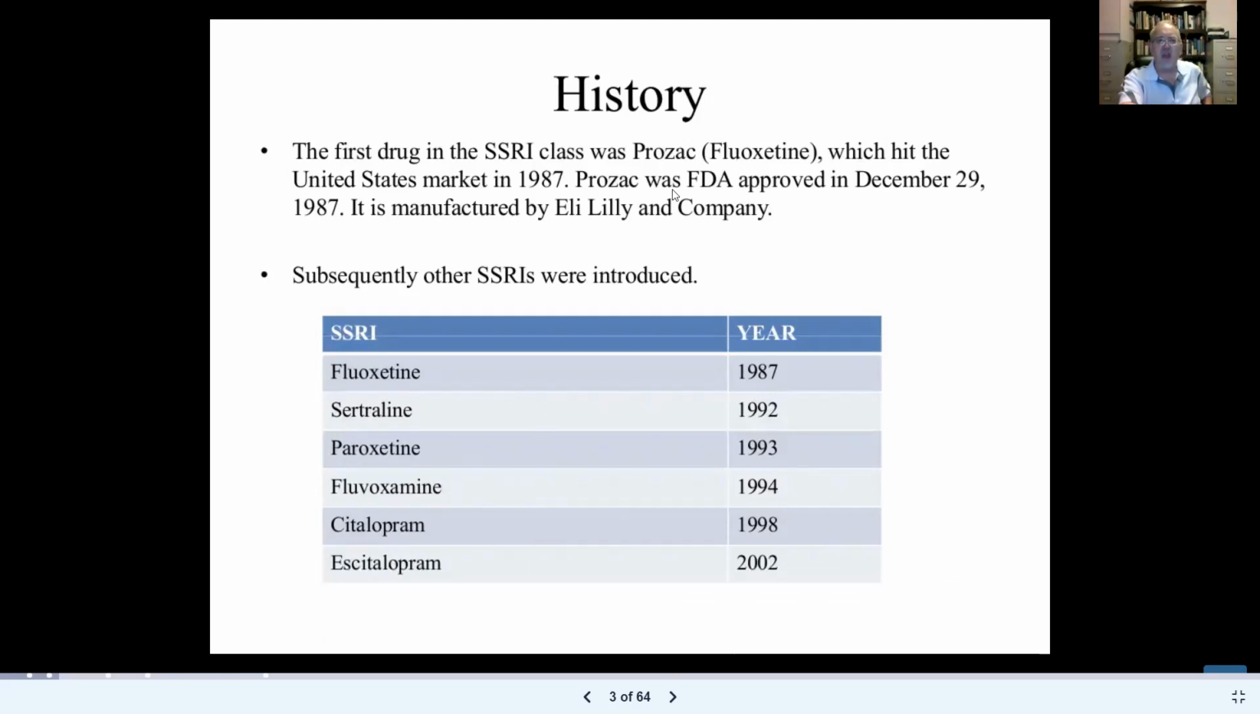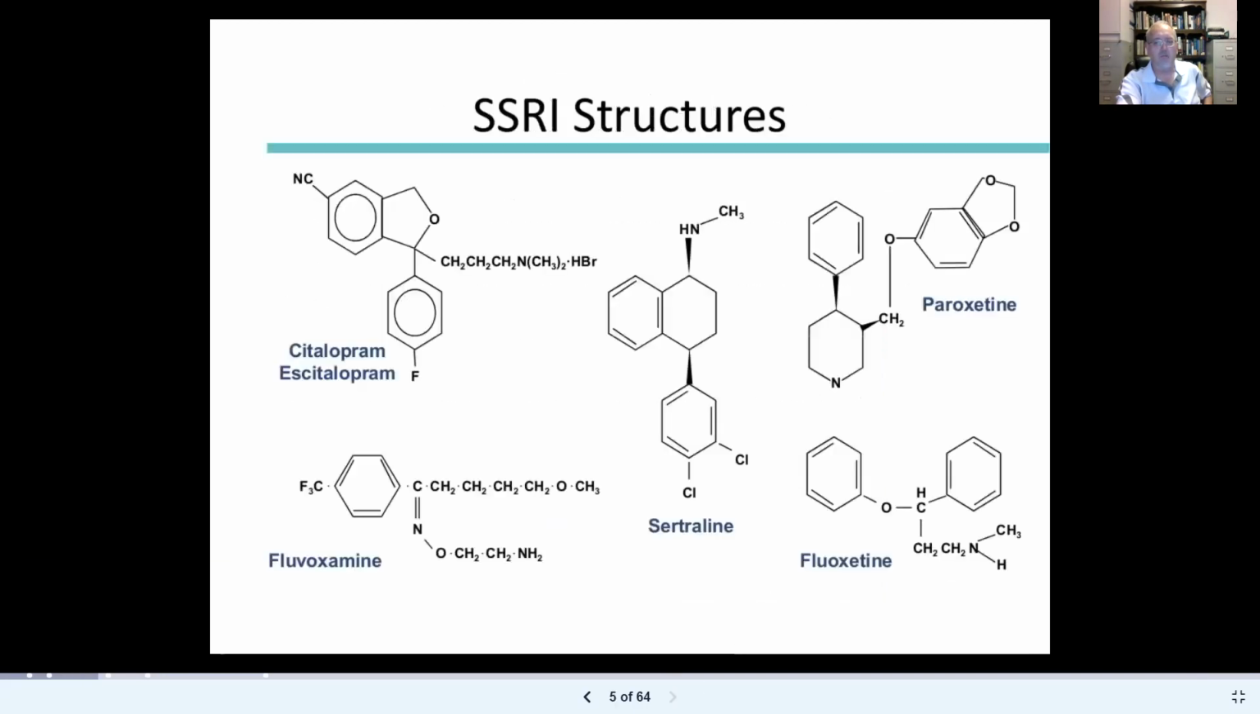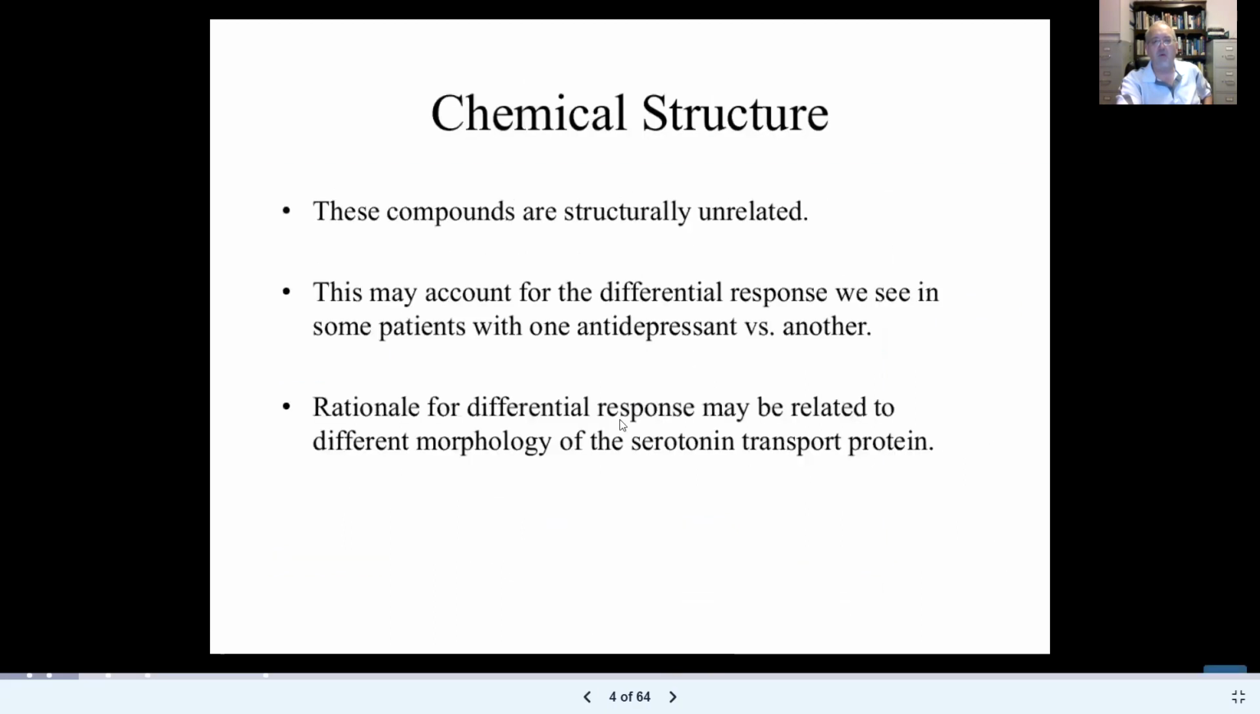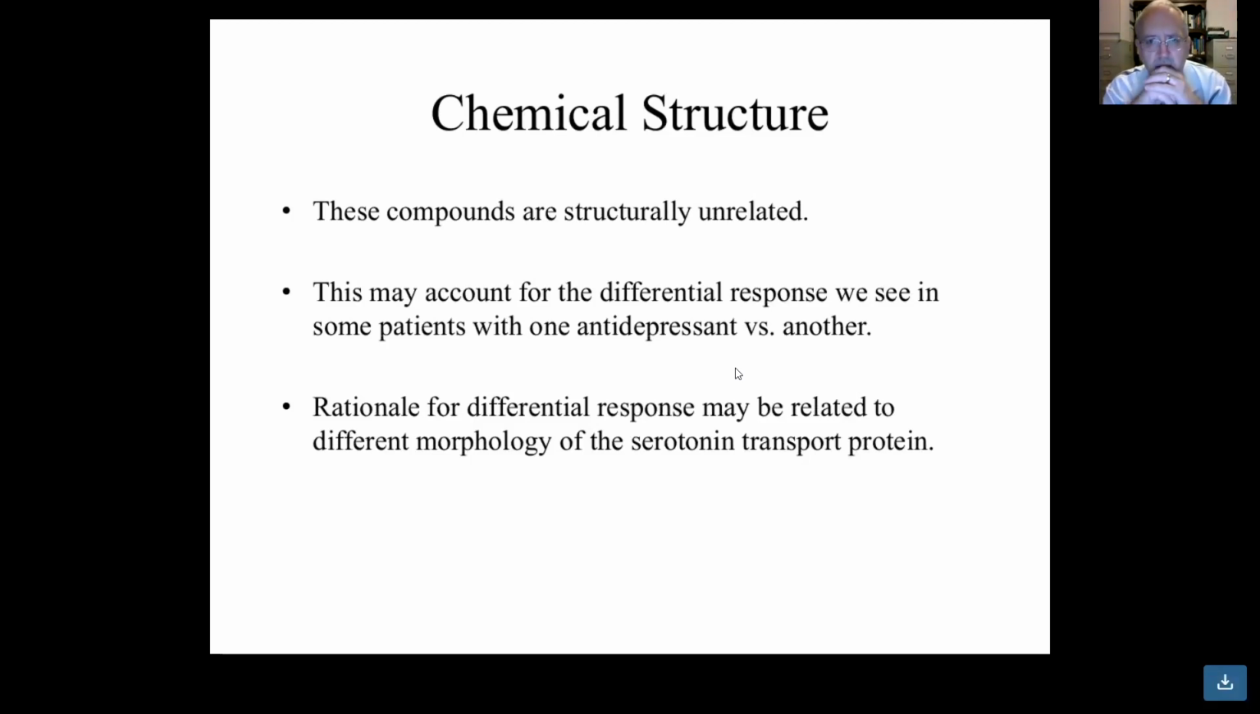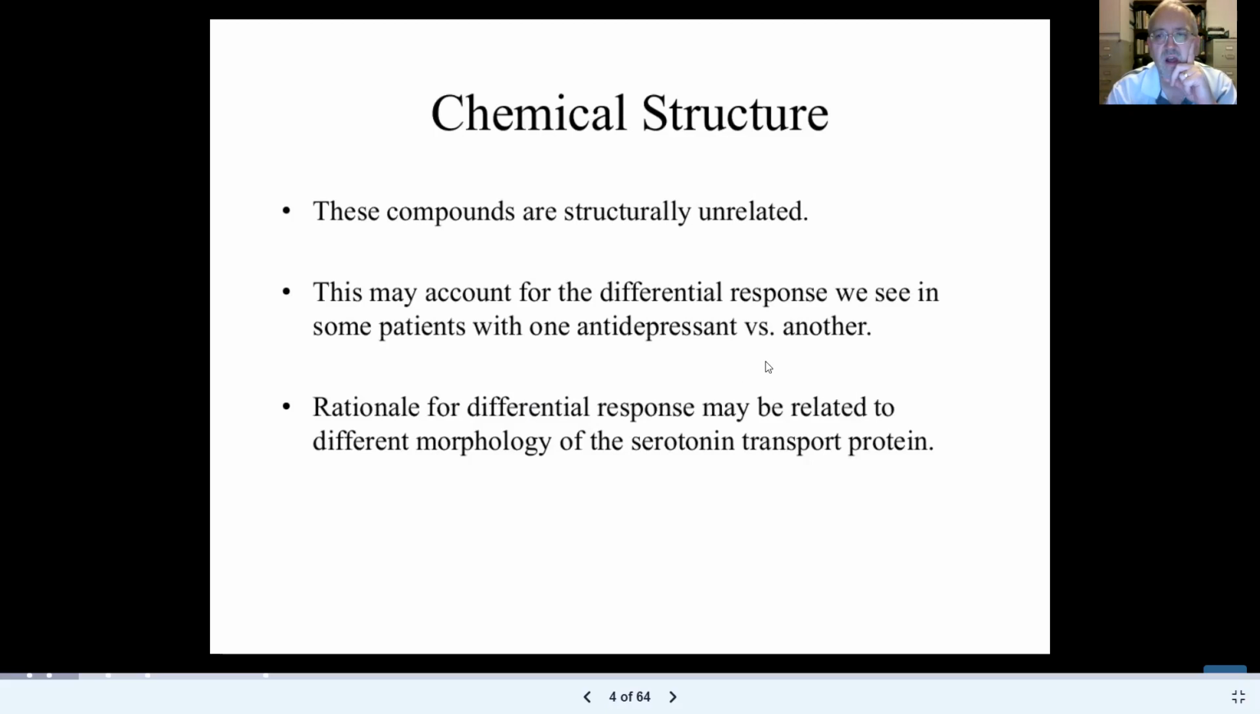The only thing they have in common is, again, they are reuptake inhibitors. They allow serotonin to be back working in the brain by keeping it from being reuptaken back into the cells. So the fact that they do essentially the same thing, but they're structurally unrelated, may be why some patients benefit from one SSRI and others do not.